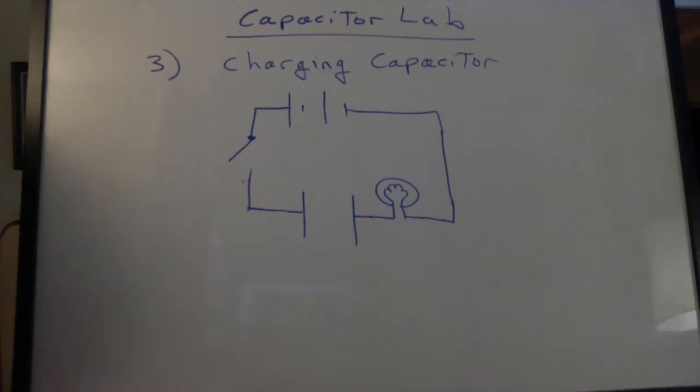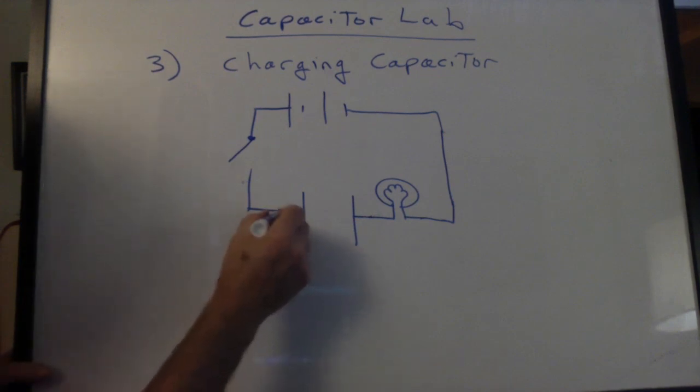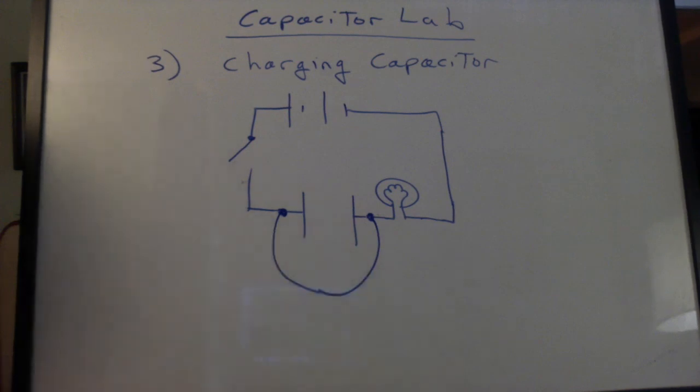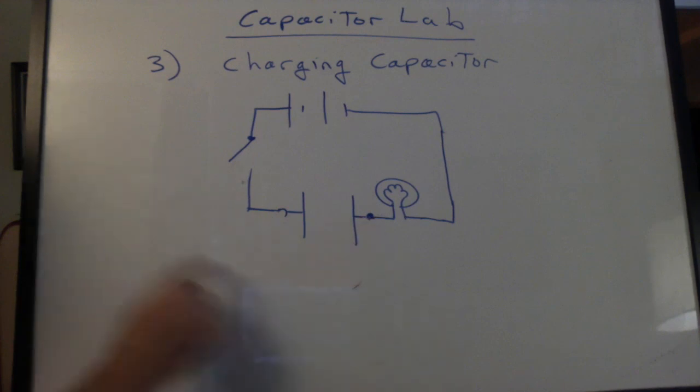Now, whenever you repeat the experiment, you have to make sure that you take a wire and connect both sides of the capacitor so that it will be drained. You have to do this for a couple of minutes, let that thing drain all the way, and then you can go ahead and restart your experiment.